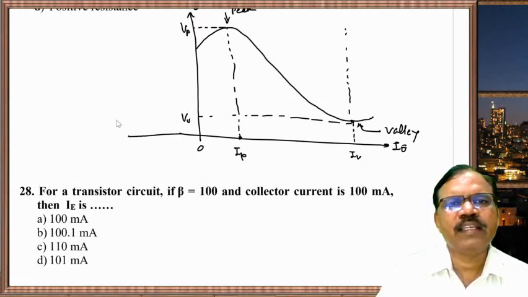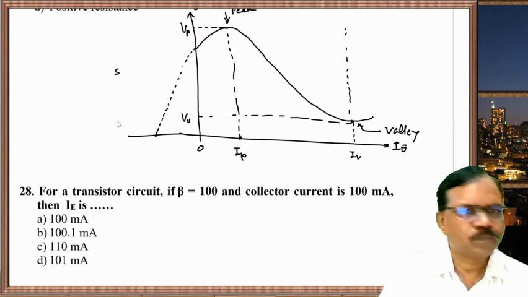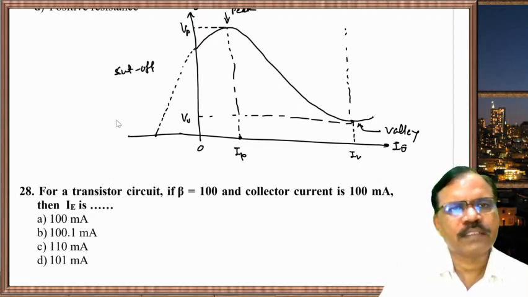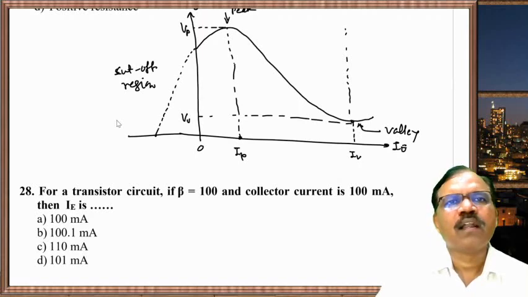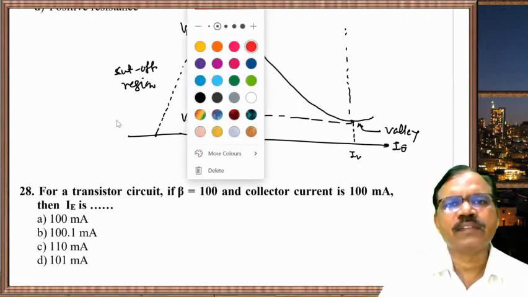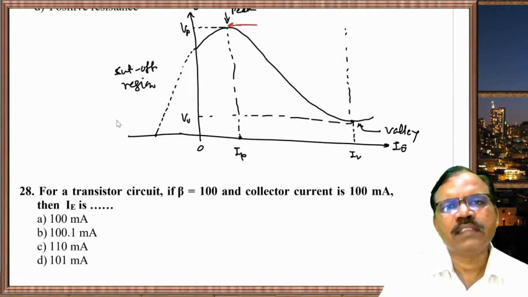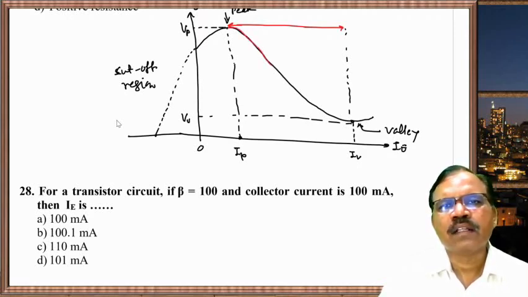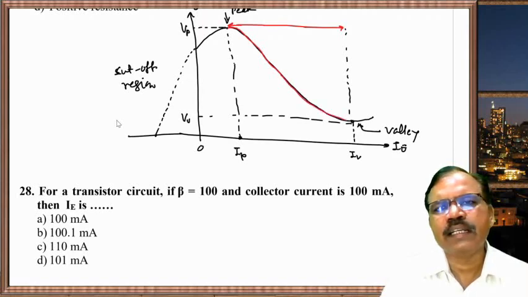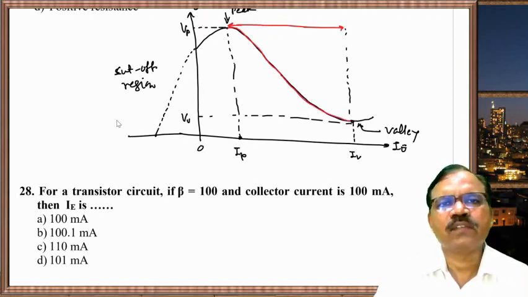Now when VE is less than 0, you will get this characteristic. This is due to leakage current, and this region is called cutoff region. Now if we take this region from peak to valley point, in this region you will see that there is increase in current with decrease in voltage. So this one is called negative resistance region.